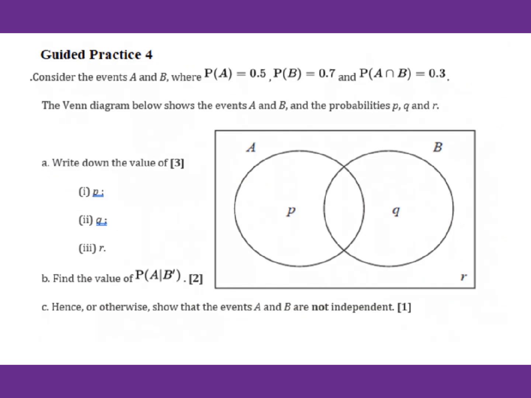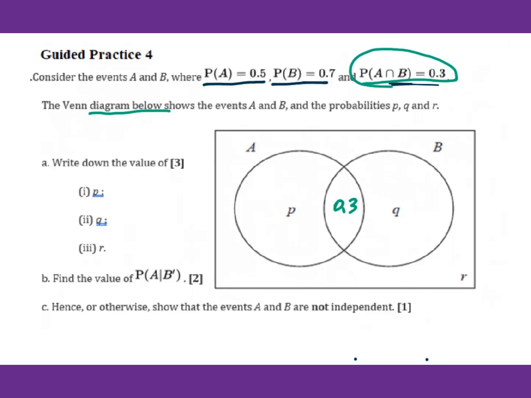Let's go to guided practice 4. Consider the events A and B where probability of A equals 0.5, probability of B is 0.7, and probability of A intersect B is 0.3. The Venn diagram below shows the events A and B and the probabilities P, Q, R. Write down the values of P, Q, R. According to the given information, we know this is 0.3.